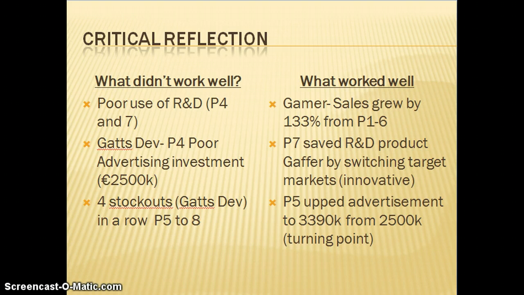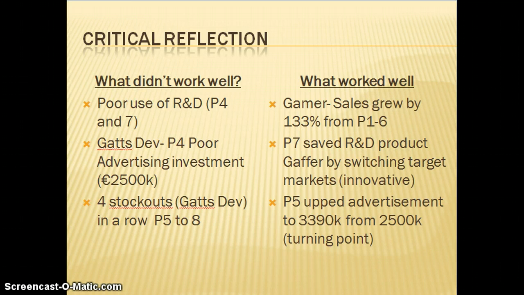Stockouts. Even though GATS Dev was our number one product, we could have had a much higher return on it as we stocked out from period 5 to 8. With the aid of the studies, we believed we were increasing inventory by a sufficient amount every period. In period 5 we produced 140k. In period 6 we upped it to 202k. In period 7 we upped it to 266k, and in period 8 307k. We went up by an average of 56,000 products per period.